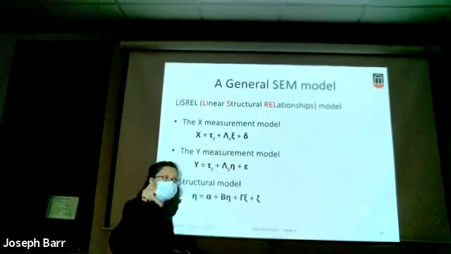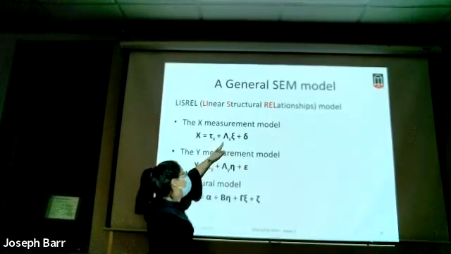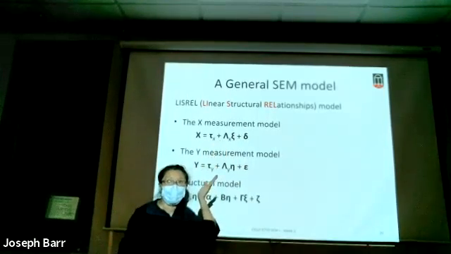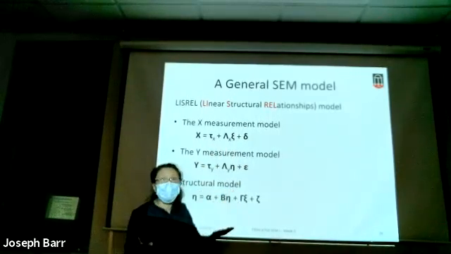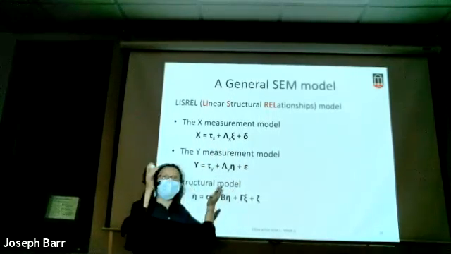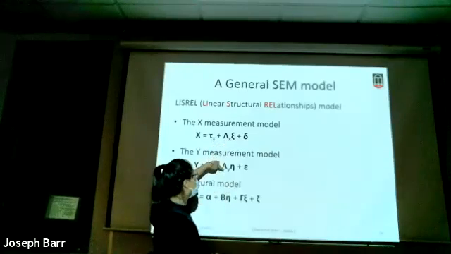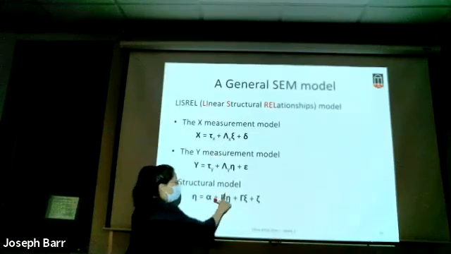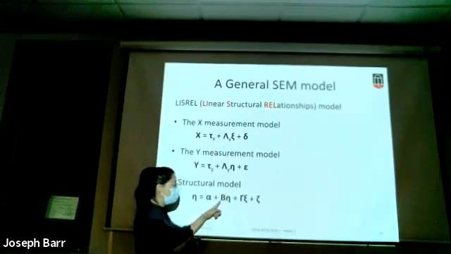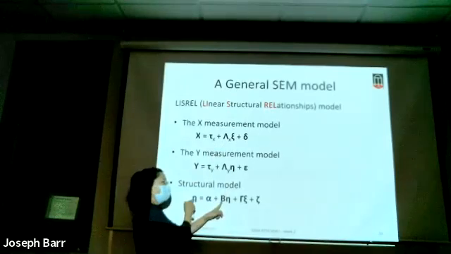When we talk about factor models, we will go back to look at the details of lambda x and lambda y, and also how to estimate those parameters. For each lambda, how are we going to estimate it? The beta matrix tells us the relationship between eta and eta.